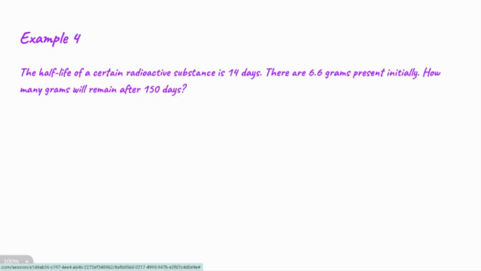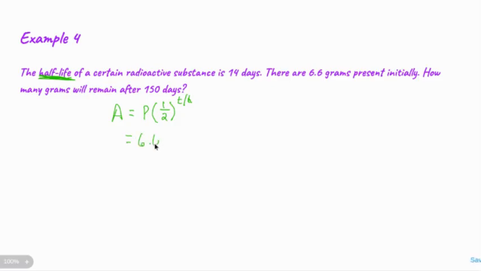All right, so we have the half-life of a radioactive substance is 14 days. There are 6.6 grams present initially. How many grams will remain after? So this is half-life. If you've done chemistry or physics, you may have done half-life formulas before. We'll still use P as our principal, but this time it's 1/2 to the power of T divided by H. Make that more prominent, H. So our principal, the starting amount, 6.6 times 1/2.